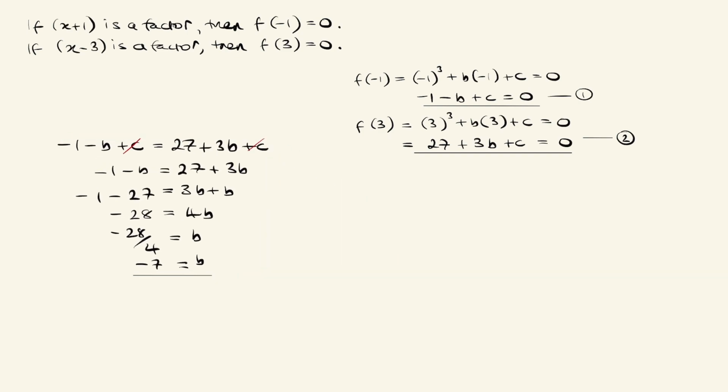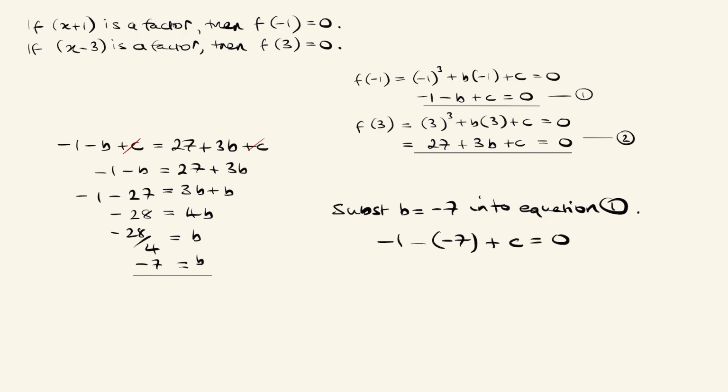And now because I know b, I can substitute b equals minus 7 into, and I can choose an equation. I'm going to choose this one, equation 1. I could choose equation 2 if I wanted, it would give me the same answer. This might be simpler. So substitute b equals minus 7 into equation 1. And if I do that, I've got minus 1 minus my b, which is minus 7, plus c equals 0. And hopefully that's going to help me to find c.